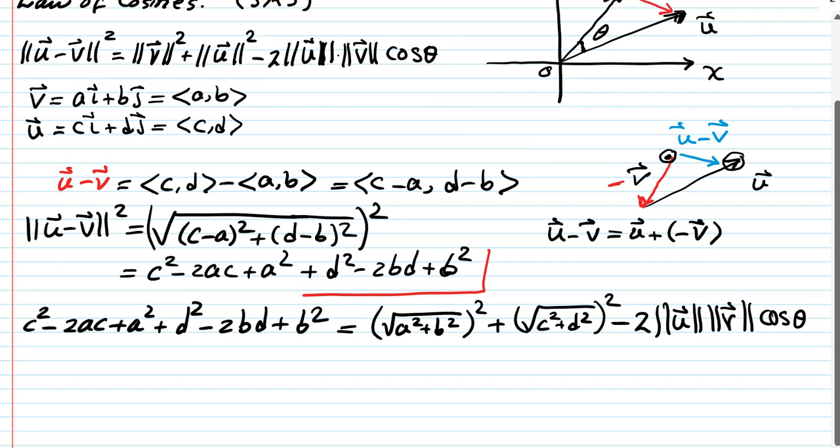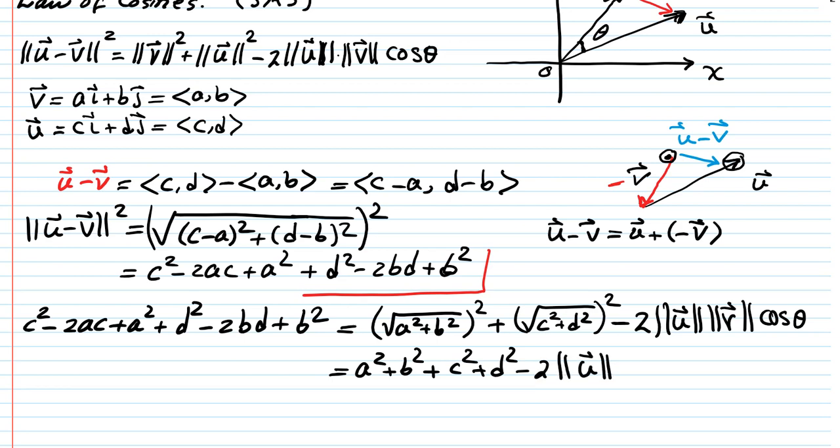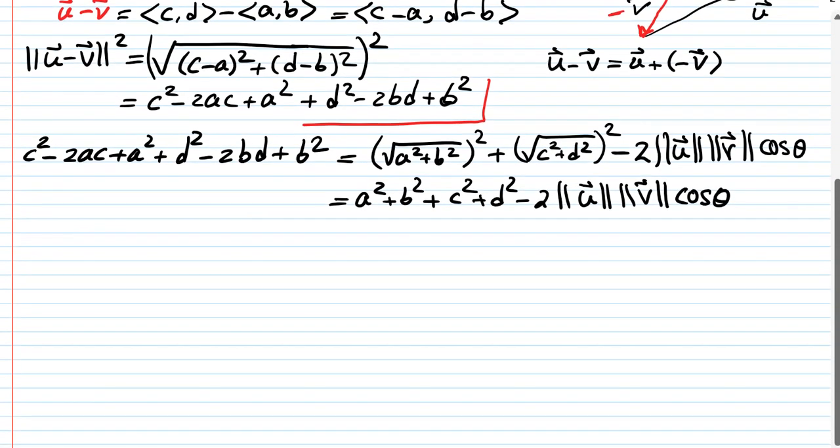All right, now we can actually cancel some things in a moment here. Well, first on the right side, the square root of anything squared gives you the radicand back. So we get a squared plus b squared, and then c squared plus d squared. Minus twice the product of the magnitudes of the two vectors and the cosine of the included angle. Okay, now what are we going to do next? Well, you look at both sides of the equation. Now I have a squared here. I have a squared on that side. They cancel. B, C, D squared, and I have B, C, D squared. So all those squares go away, right?